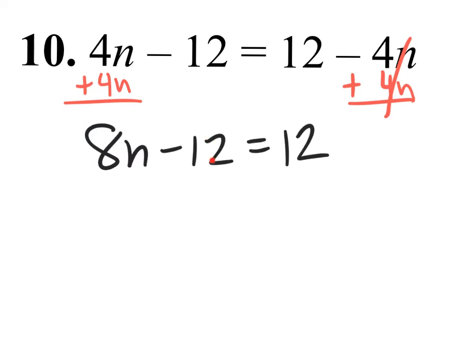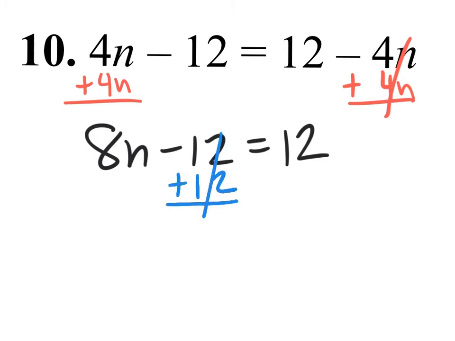Now, to get rid of this -12, I do the opposite, right? Because again, the goal is to get n by itself. N is on the left side of the equal sign. It's over here. You want it by itself. You don't want the 8. You don't want the -12. You get rid of the -12 first by doing the opposite, which is +12.